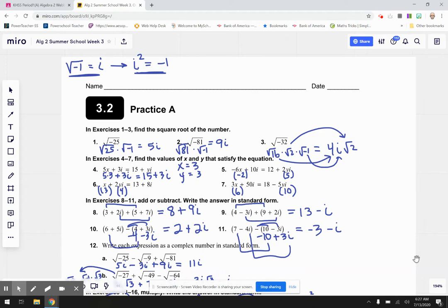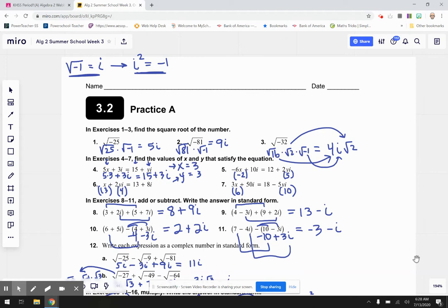4 through 7, they're just asking you to make two sides equal. So this one needs a 15, so we're going to have to do 5 times 3. So x is going to have to be 3. And then this one needs a 3i, so y is going to have to be 3 because we need 3i.